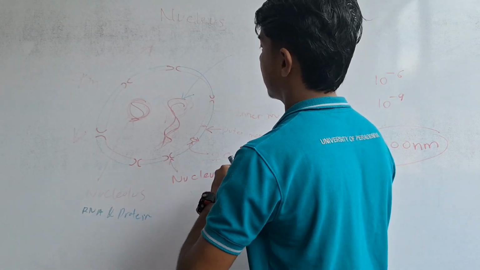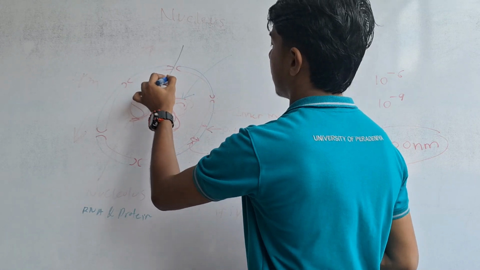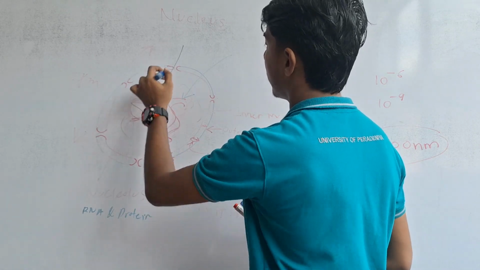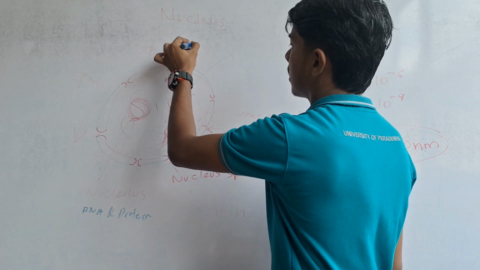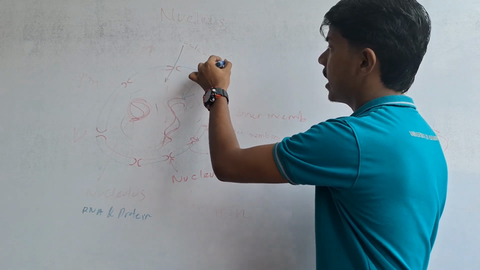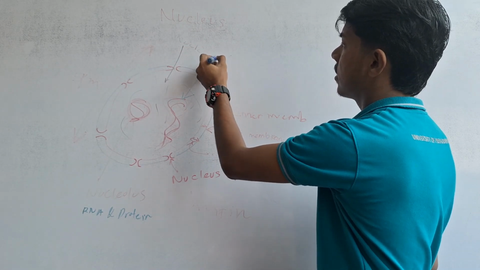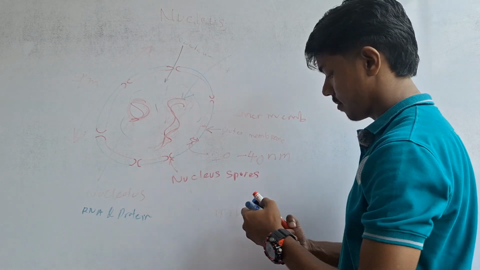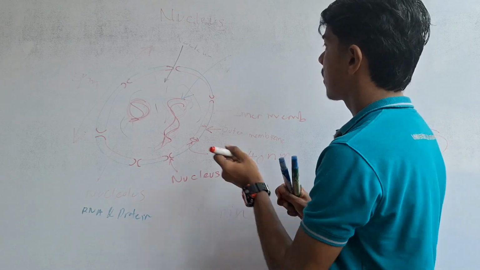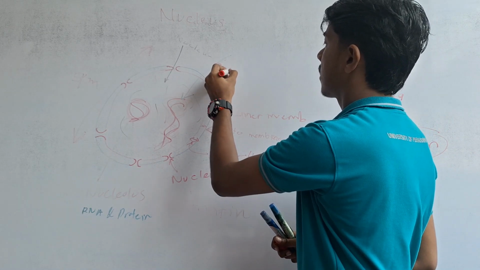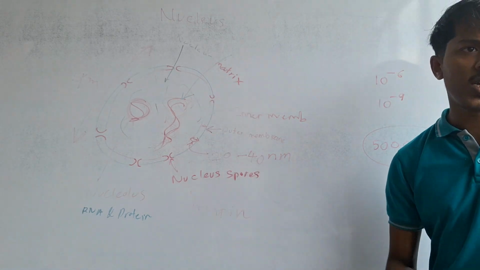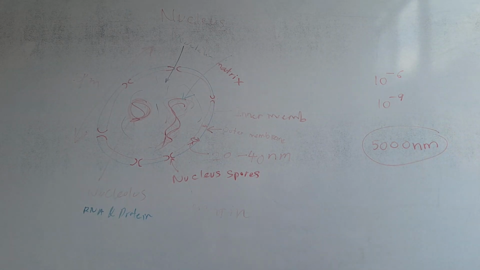What's the name of this? Liquid-like area, fluid. Nuclear matrix. Okay, nuclear matrix. Okay, read below. Who can read?